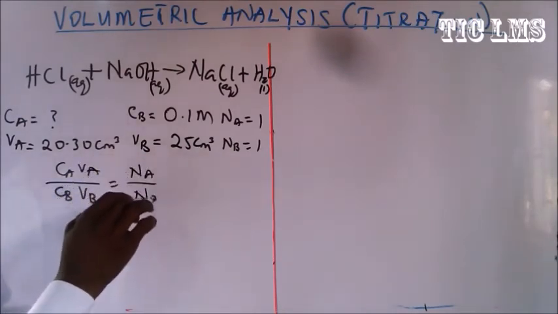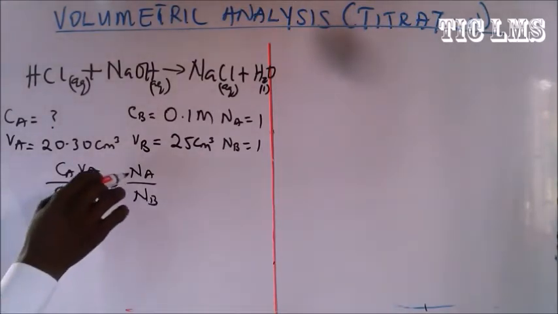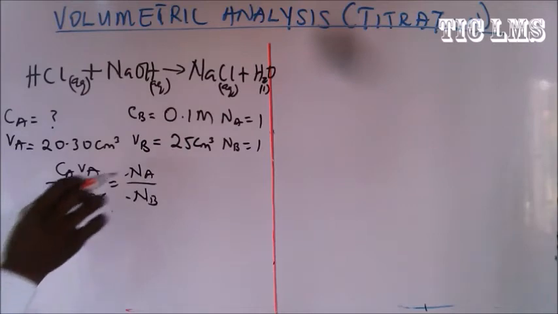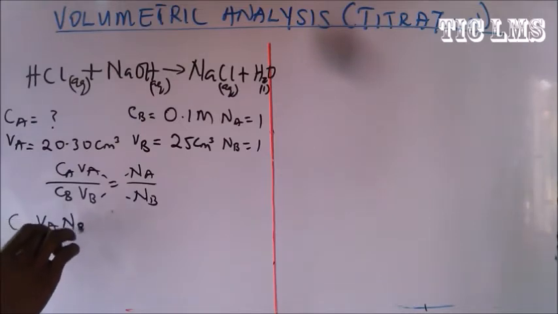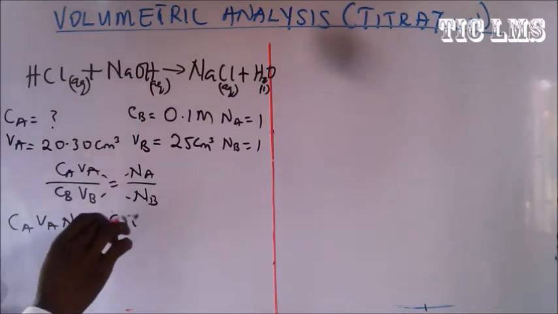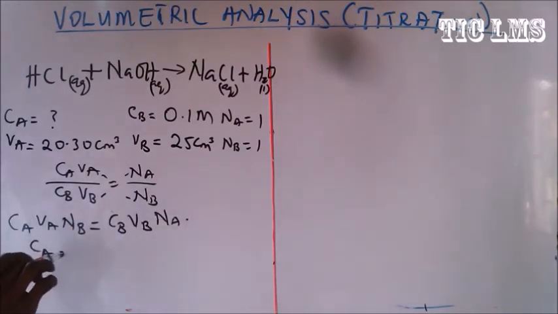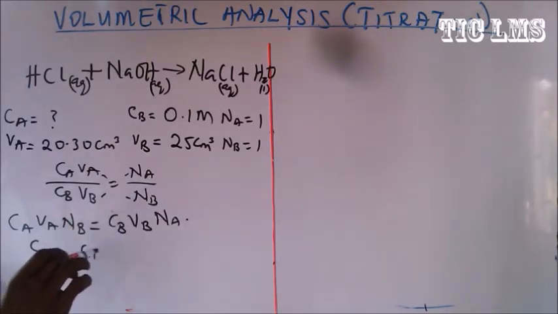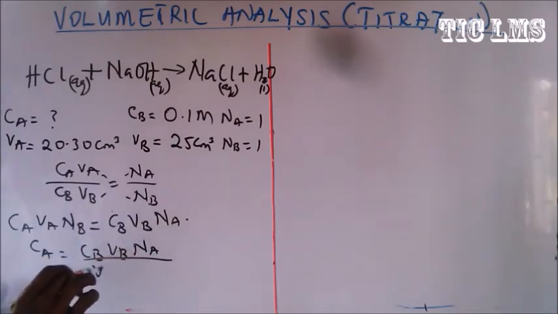Na over Nb. We are looking for the concentration of acid, so we'll make that the subject of this equation. How do we do that? We multiply this with this and this with this. So that will be CaVa multiplied by Nb equal to CbVbNa. So concentration of acid equal to CbVbNa over VaNb.